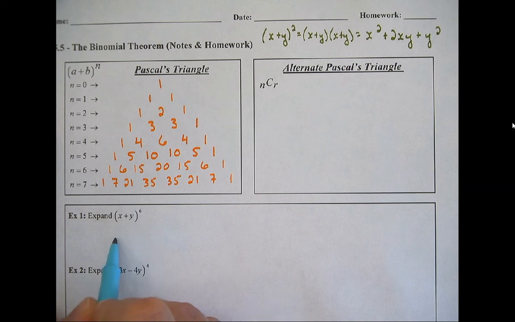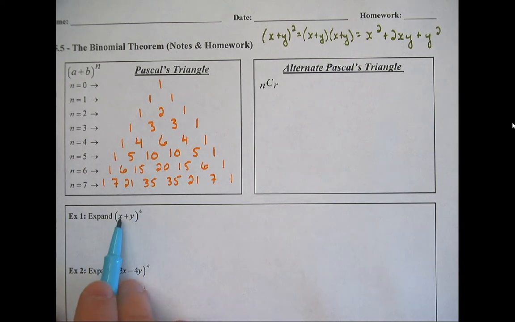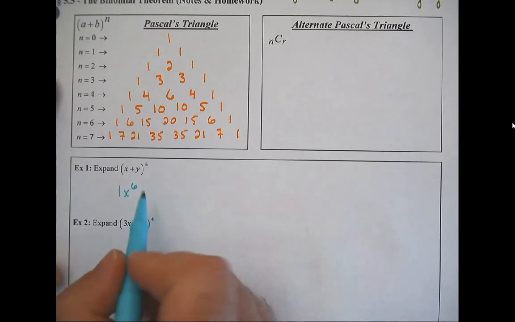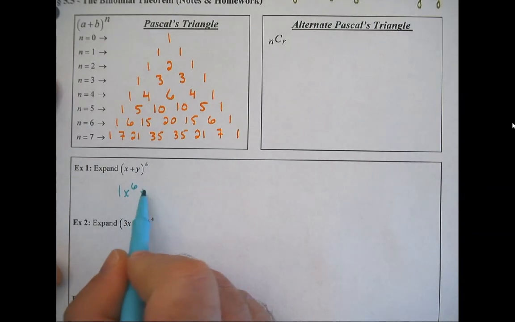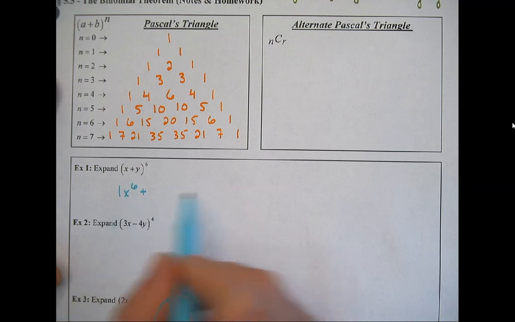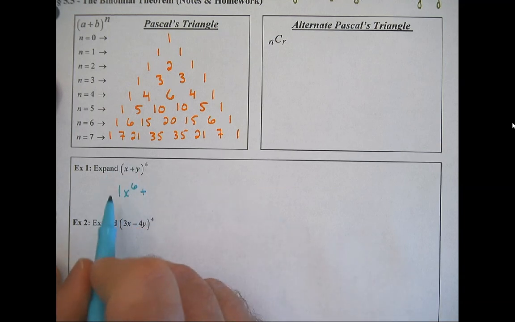Okay, so I've got 1. I want to have all the x's and none of the y's. So that's 1 x to the 6th, and there are no y's. Plus, and it's always plus, and now it might come out to be a negative when you clean things up, but in this one, this one doesn't have any coefficients, so everything's going to be plus.